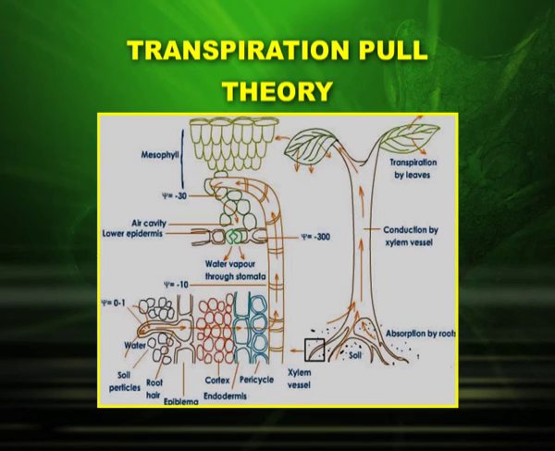If you look into the picture, you can see the absorption and correspondingly the transpiration. So the transpiration helps in the absorption of water into the root. In the diagram, you can see the water absorbed by the root hairs and moving up into the mesophyll of the leaves. So transpiration by leaves helps in the absorption by roots.